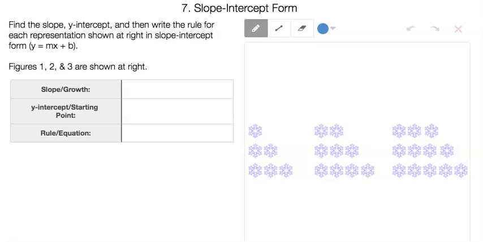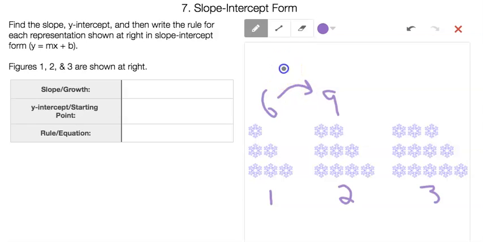So we have figures 1, 2, and 3. Even though it doesn't say, I would imagine you would assume that this is 1, this is 2, and this is 3. So the first thing you want to do is count how many there are. 1, 2, 3, 4, 5, 6. All right. 1, 2, 3, 4, 5, 6, 7, 8, 9 of them. So I see that it goes up by 3.